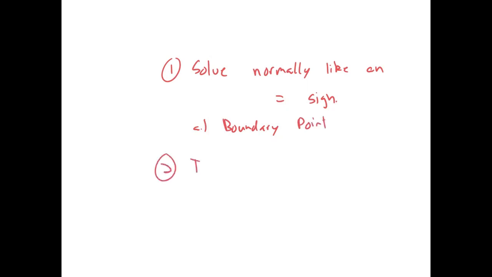Then your second step is just test it. So test either side of the boundary point. So if it's at 4, you just check on this side and on that side and see which way works and point the arrow that way.